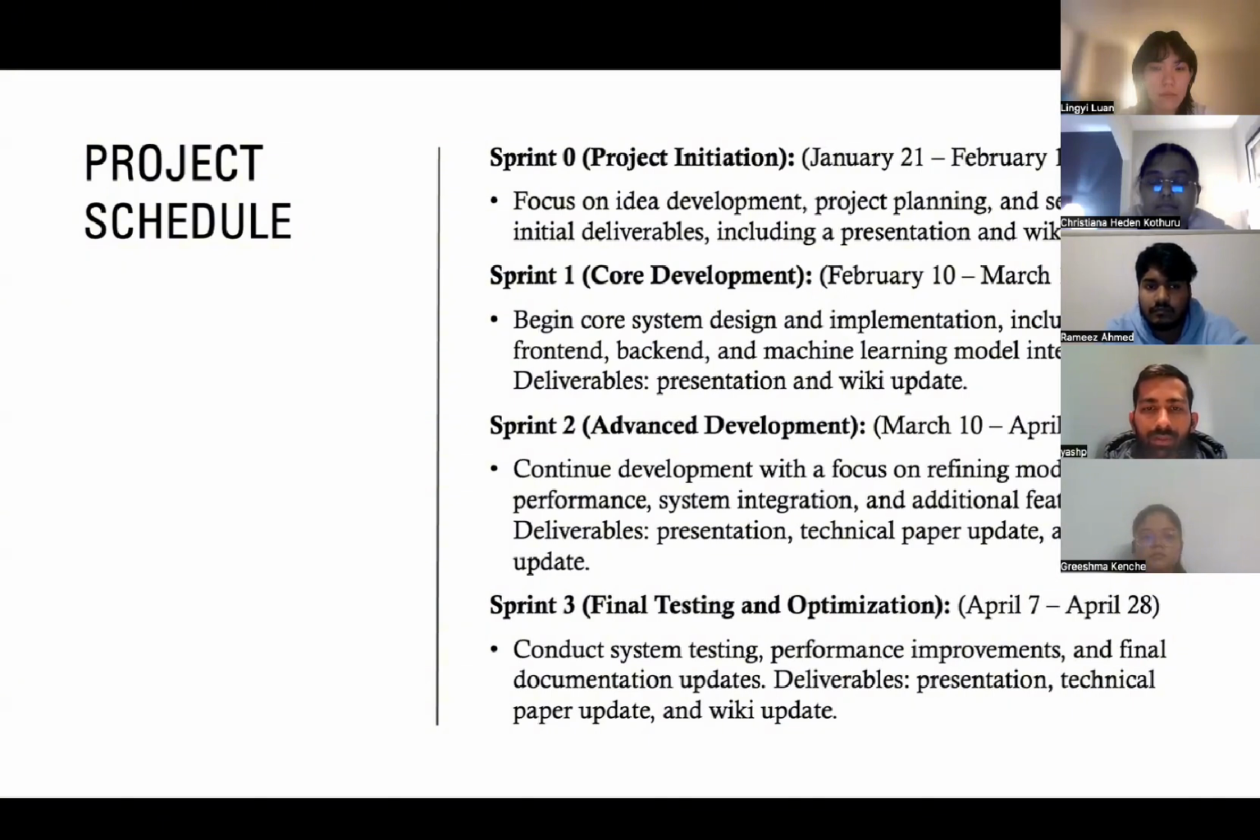For sprint two, we will start advanced development. We focus on refining model performance, system integration, and we will add additional features. As a deliverable, we will present presentations, we will prepare for the technical paper, and we'll update the wiki page also. As a sprint three, this is our final testing and optimization. So we conduct system testing, performance improvement, and final documentation updates. As a deliverable, we will focus on the presentation and we will update the technical paper and wiki page, same as before.